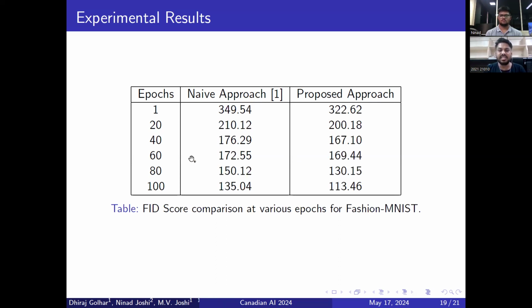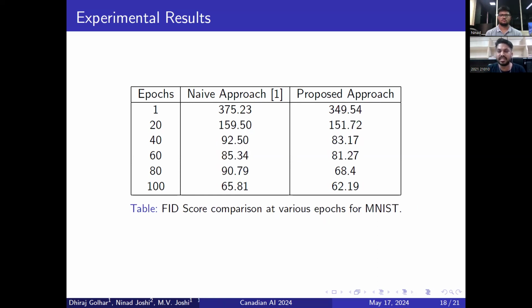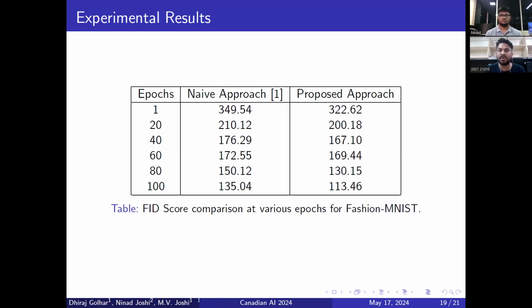Now, this is the FID score comparison at various epochs. This comparison is for the MNIST dataset. Now, this is the comparison for the Fashion MNIST dataset. So, we can clearly see that here the FID score of the proposed approach is lower as compared to the neo approach. That means our proposed approach gives a lower FID score, and since FID is lower, we can say that the proposed approach has more diversity and more realness.